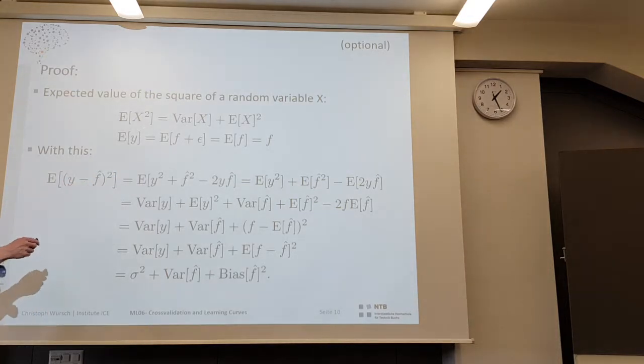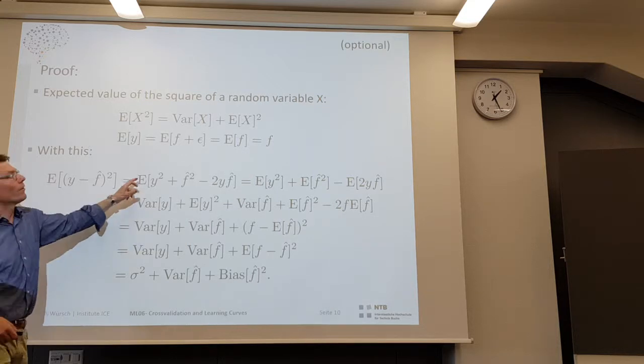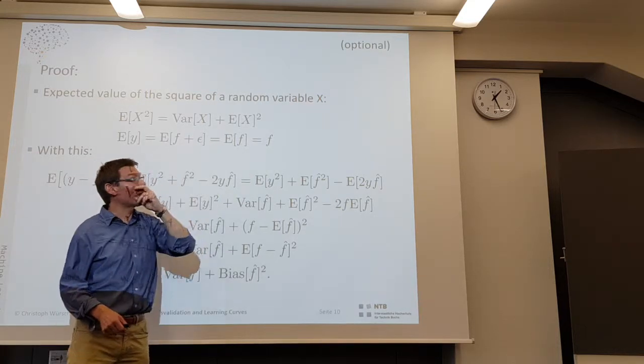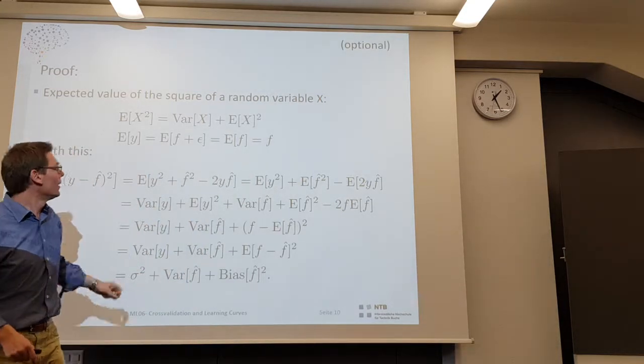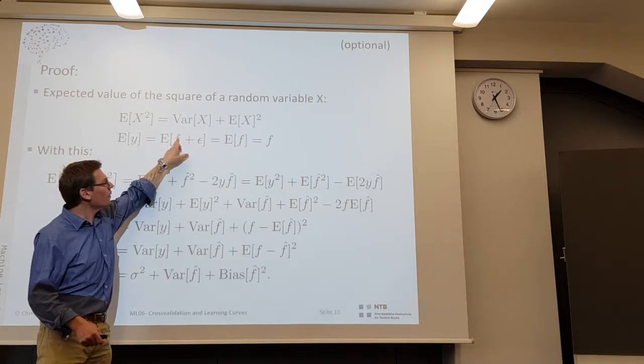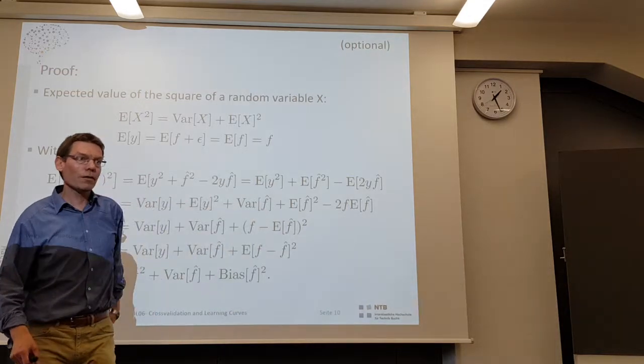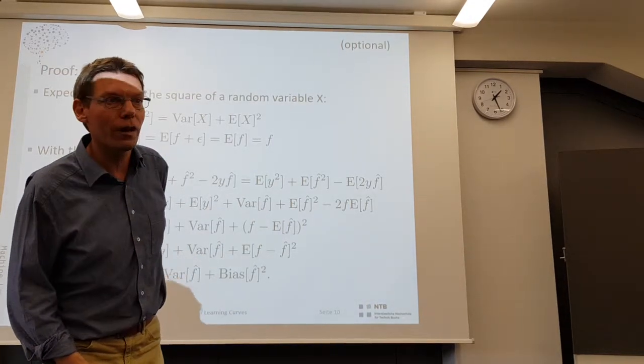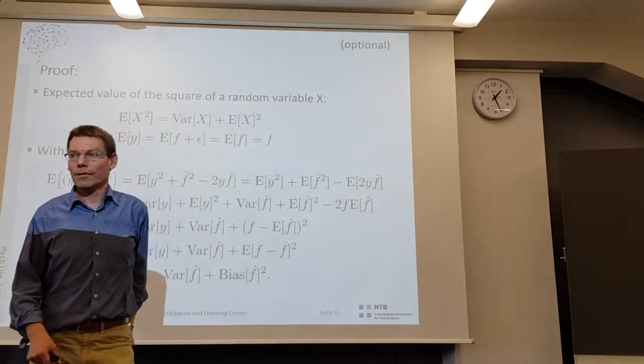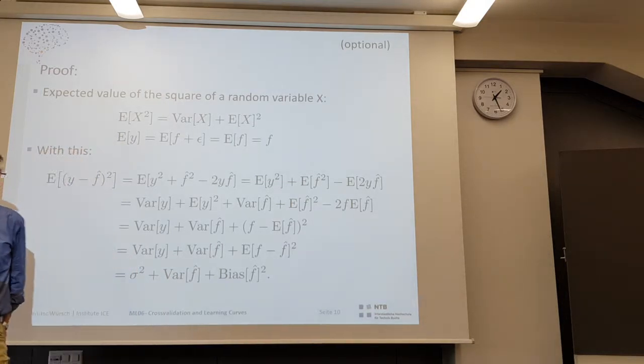The expectation, for example, of a square is the variance of x plus the expectation of x, squared. And for a linear function, which is here deterministic, it's just the expectation of this deterministic function. It's not a stochastic function. Our real true function is deterministic. It's not stochastic.